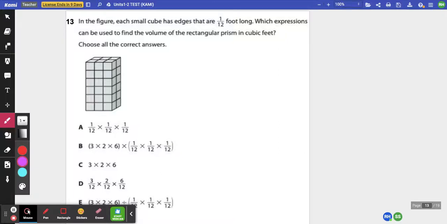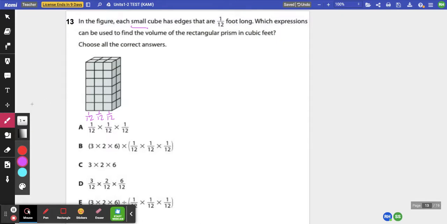Sample for number 13. In each figure, each small cube has edges that are 1/12 foot long. So each small cube is 1/12. This is 1/12, this is 1/12, this is 1/12. So our length is not 3 holes, it is actually 3/12. Same for the width, 1/12, 1/12, so that's 2/12. Same for the height, each one is 1/12, 1/12, 1/12, 1/12, 1/12, 1/12.